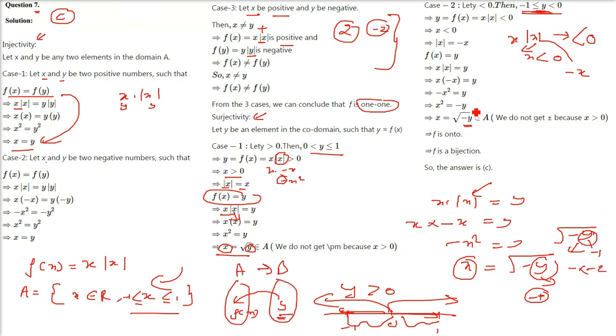Okay. So this is also proved. Same as case 1, case 2 is also proved. For every value of y, you will get a proper value of x. So the answer is C, F is bijection.